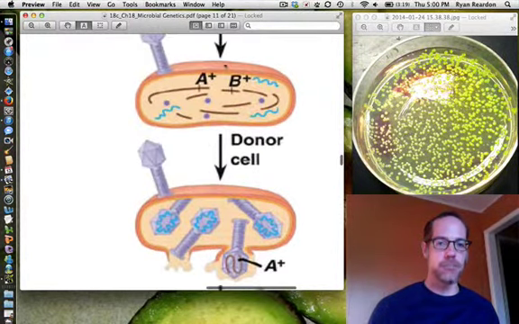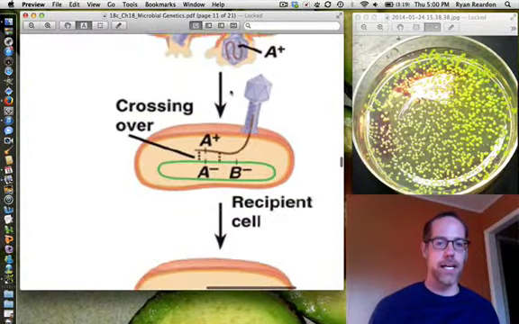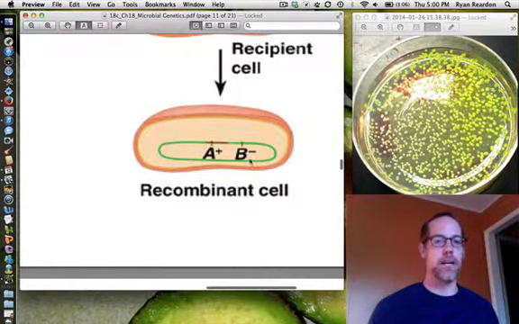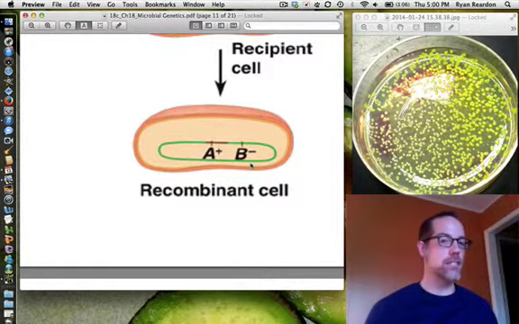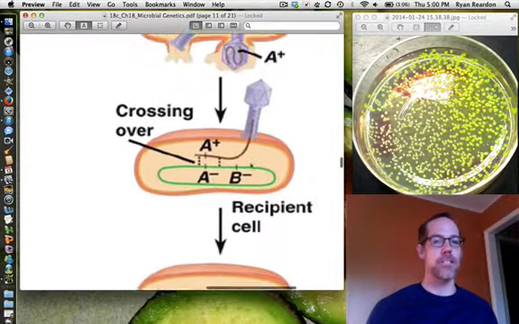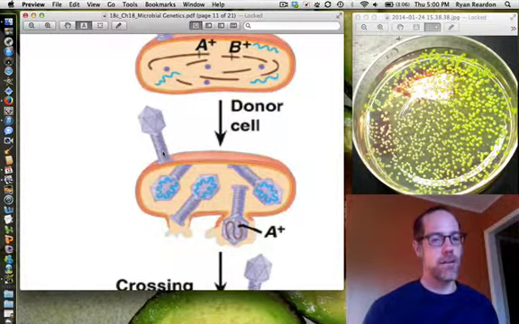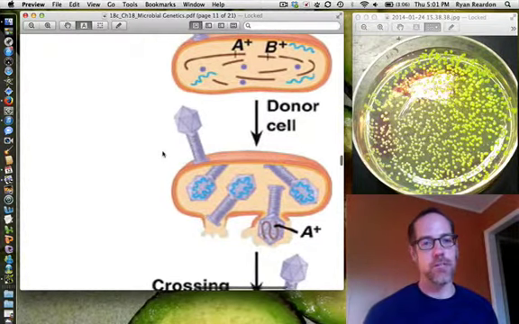It's not A+ B+ like this guy. It's not A- B- like this guy, but it's something new. It's A+ B-. So we have a new genotype and potentially a new phenotype. And again, that's happening all the time, because bacteria are constantly under a viral attack, specifically here from these phages.